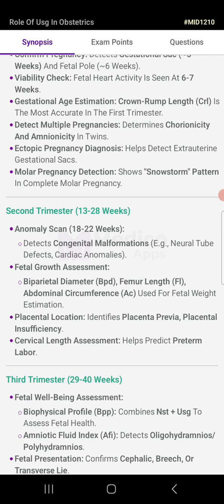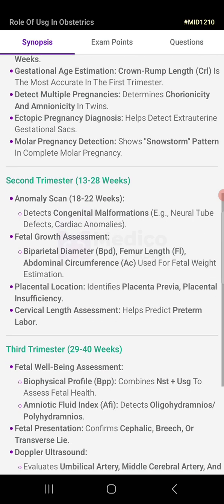Second trimester, 13 to 28 weeks. Anomaly scan, 18 to 22 weeks: detects congenital malformations, neural tube defects, and cardiac anomalies. Fetal growth assessment by biparietal diameter, femur length, and abdominal circumference, used for fetal weight estimation.